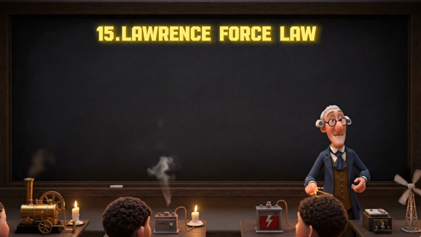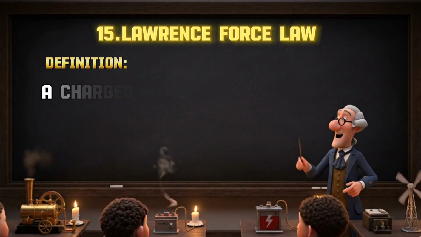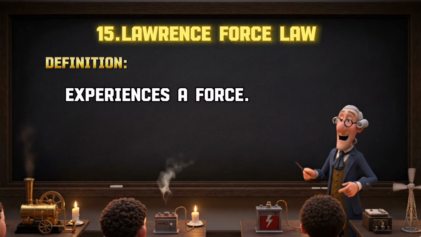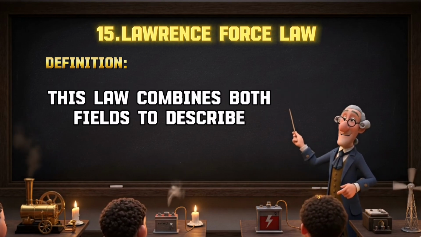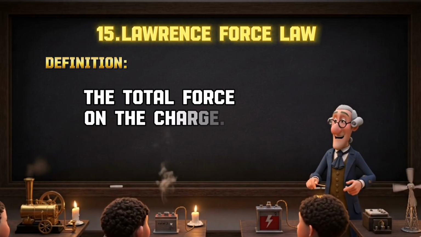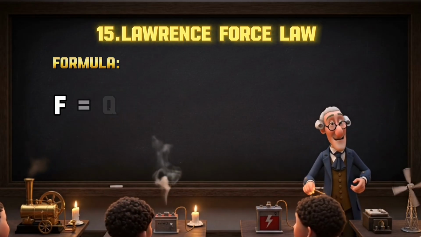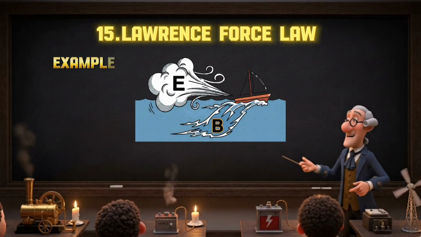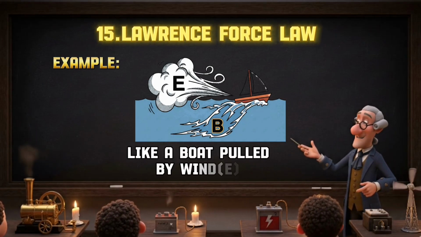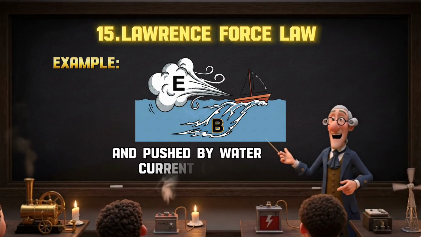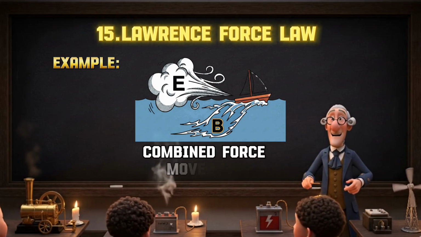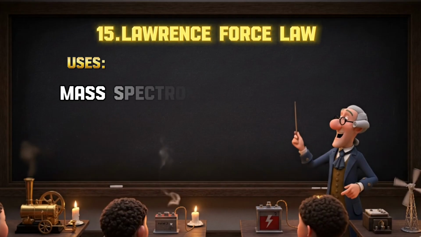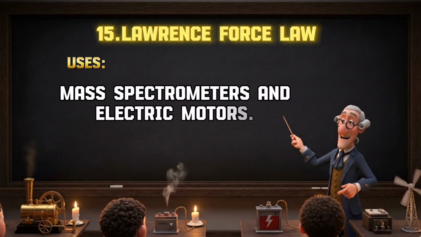Lorentz force law. Definition. A charged particle in electric and magnetic fields experiences a force. This law combines both fields to describe the total force on the charge. Formula. F equals Q times (E plus V times B). Example. Like a boat pulled by wind, E, and pushed by water current, B. Combined force moves it. Uses. Used in cyclotrons, mass spectrometers, and electric motors.